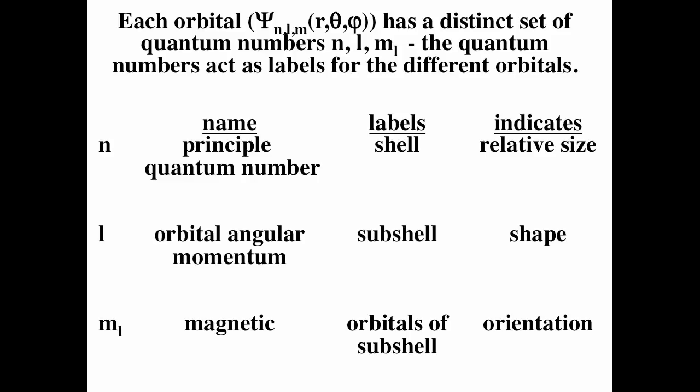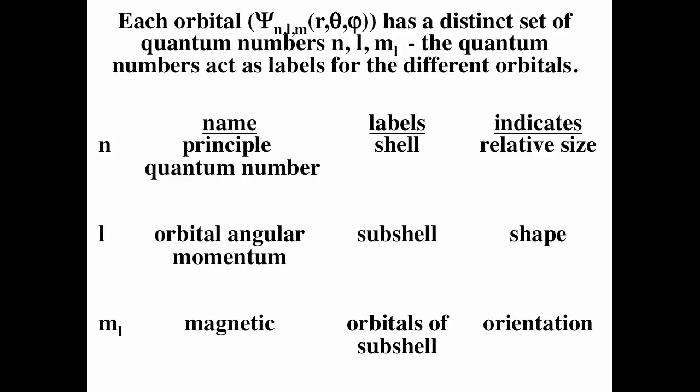And so the quantum numbers act as labels for the different orbitals, and again, each orbital has a unique set of these three quantum numbers. Now, n is referred to as the principal quantum number. It labels the shell. And so when we talk about the first shell, we mean n equals 1, second shell, n equals 2. n indicates the relative size, and so the bigger the n, the bigger the orbital.